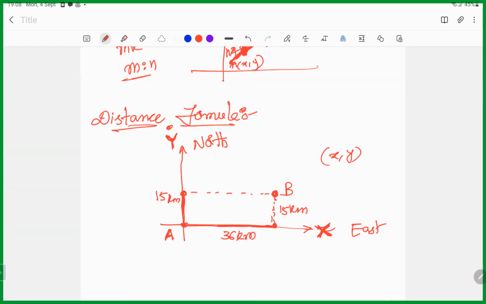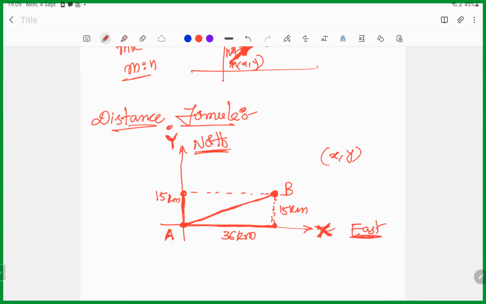So if you draw a line from town A, there are two towns. Okay, town A, town B. Town B is located 36 kilometers east, 15 kilometers north of town A. So we are taking town A as a reference, and towards the x direction will be east, right? Towards the y direction will be north. And then we are pointing out the point B.